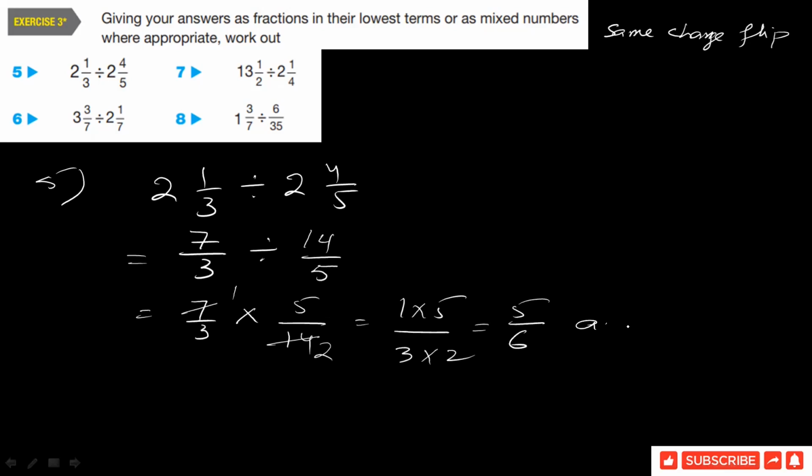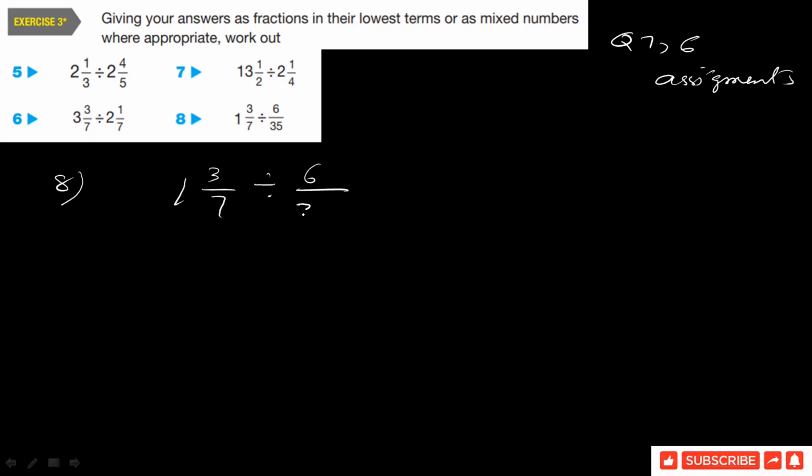This is your simplest form and the answer of question 5. I think you can do question number 6 and 7 yourself. I can do question number 8 for you. So questions 7 and 6 are your assignments, but question 8 I can give you a little help on. Question 8 says 1 whole 3 by 7 divided by 6 upon 35.